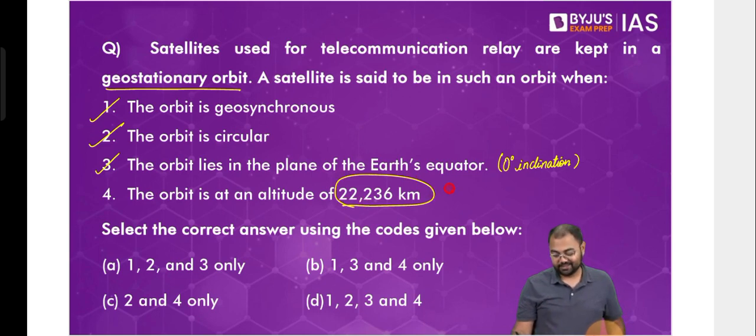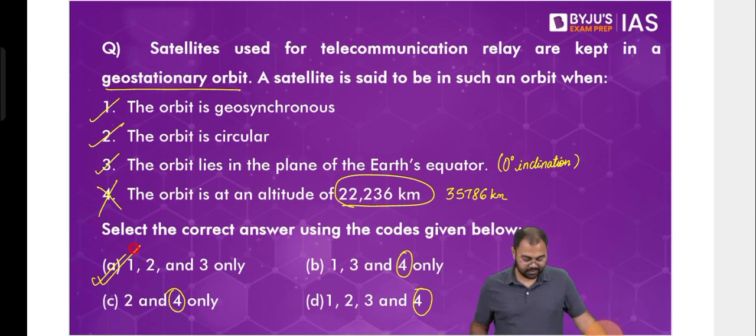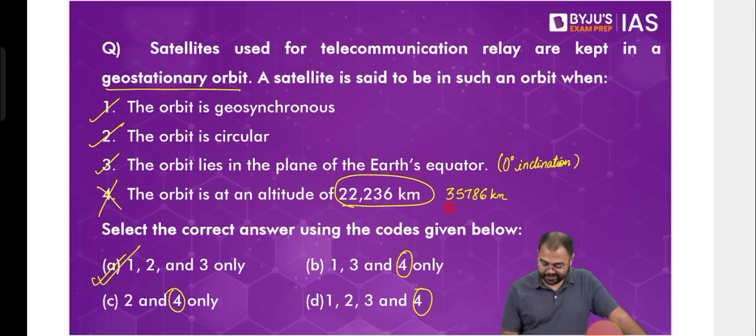What is the height? 35,786 kilometers. I've been repeating this number so many times, at least 10 to 15 times I would have said 35,786 kilometers. How would you mark this as correct? And look at this. You have 4 here, 4 here, and 4 here. The correct answer had to be A, even without knowing the first three statements. The fourth statement was the easiest, and you could have determined the answer from there. I expected more correct answers here.